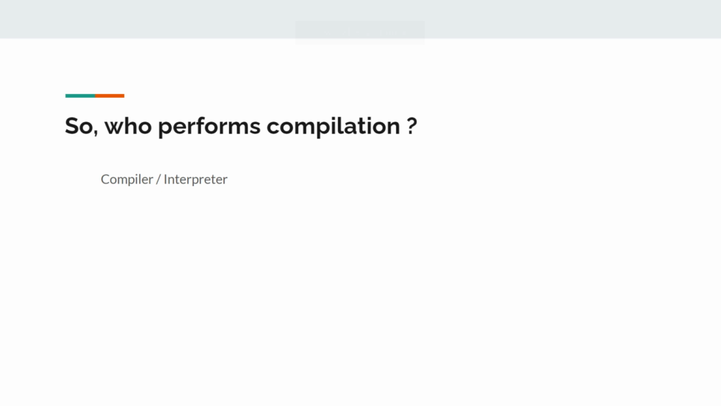So the software which performs the code compilation is the compiler or interpreter. The compiler reads the code as a whole file and provides the errors and bugs in the code, whereas the interpreter reads the code line by line, which is why the interpreter is considered a bit slower than the compiler.